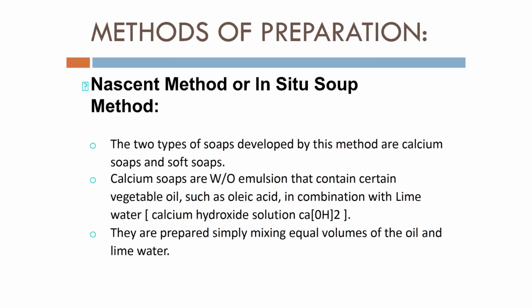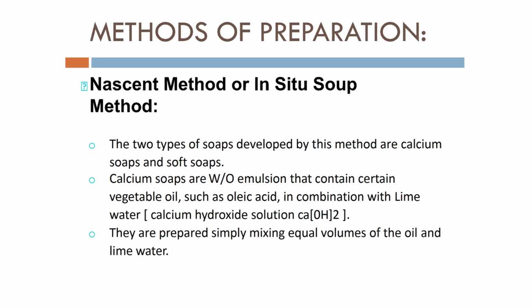Nascent method, or in situ soap method. This method creates soaps right in the mixture to act as the emulsifier. The two types of soaps made this way are calcium soaps and soft soaps. Calcium soaps form W/O emulsions and are made from certain vegetable oils, like oleic acid, mixed with lime water, a calcium hydroxide solution. They are prepared simply by mixing equal volumes of the oil and lime water.